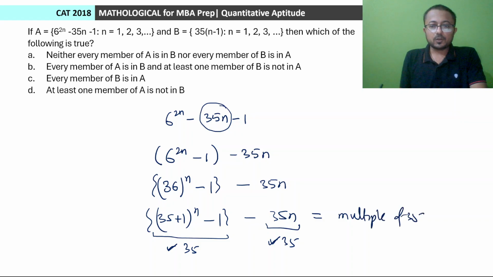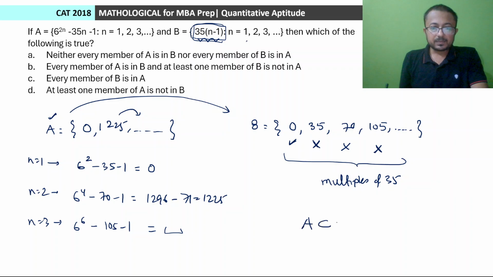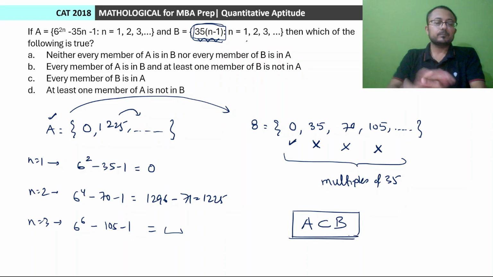And since this is a multiple of 35, and a positive multiple of 35, because our numbers are 0, 1225, and then the next multiple will also be a positive number. So definitely all numbers contained in set A will be included in set B as well. So basically set A is a proper subset of set B, because every element of set A is a multiple of 35. So we can say for sure that A is a proper subset of B.